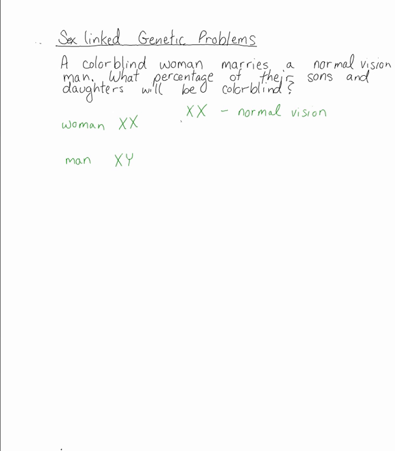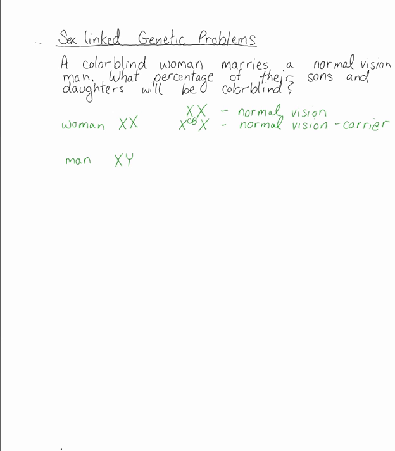Okay, we can also have one of her X's carries the colorblind gene. Okay, so I'd like to actually stick the CB for color blindness onto the X itself. So if she has one copy, she still has normal vision because she has one normal X here. This is also called being a carrier. Okay, because she can carry that on to her sons.